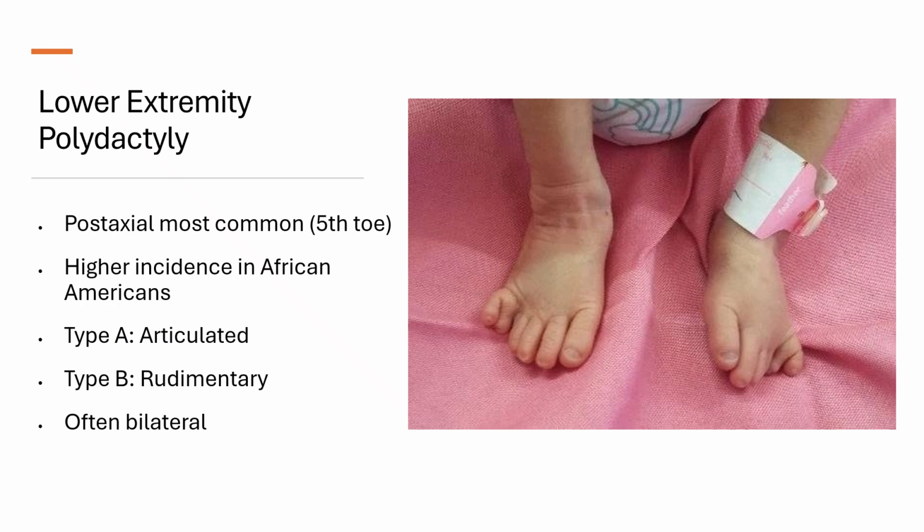The same Type A and Type B classification system applies here. Type A represents well-formed digits with proper bone structure and joints, while Type B appears as rudimentary skin tags or nubbins without significant skeletal development. Bilateral involvement occurs frequently, making examination of both feet essential, even when one side appears normal.